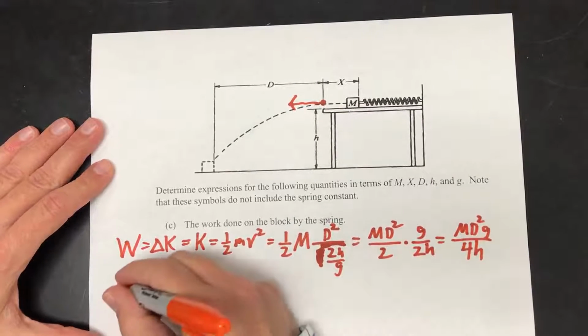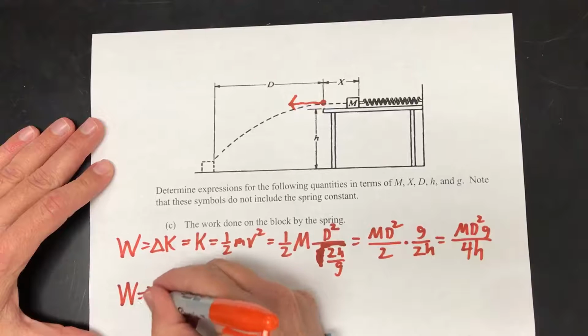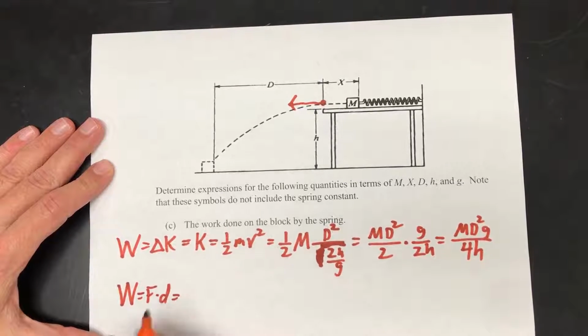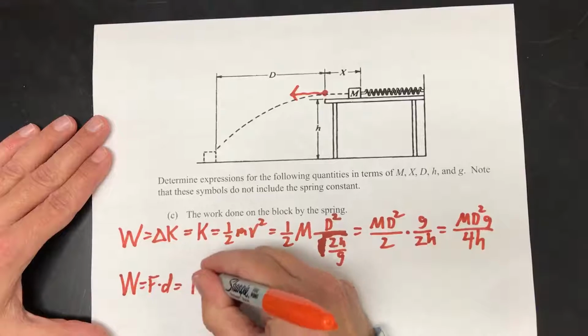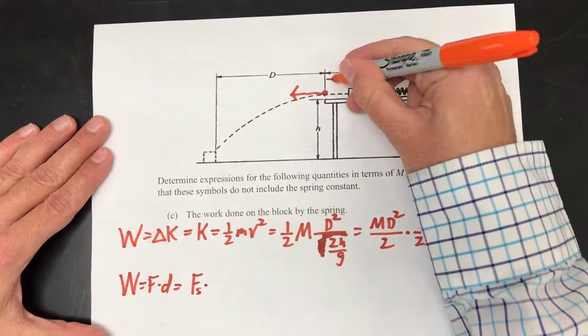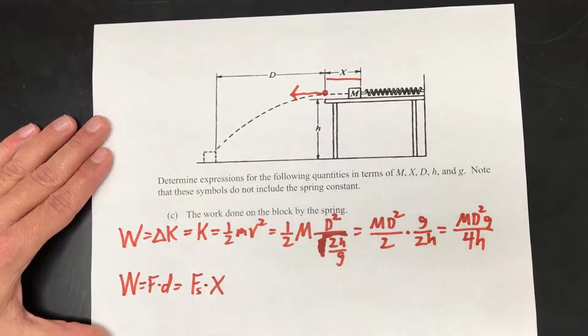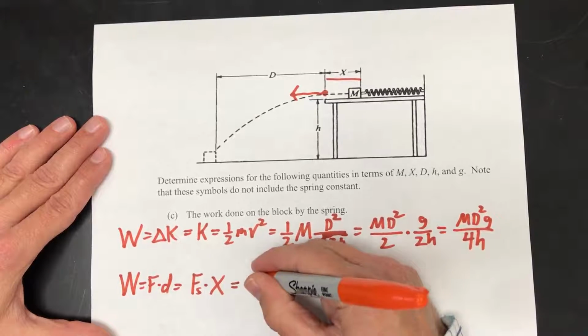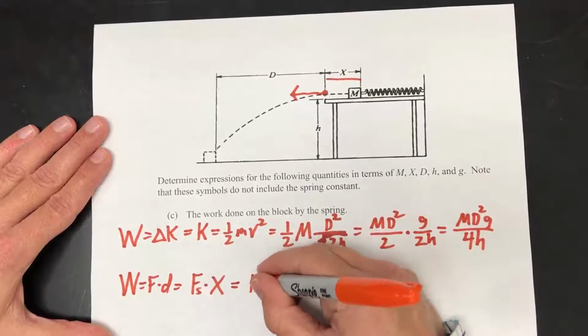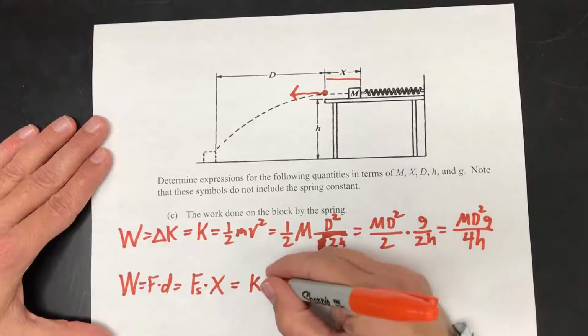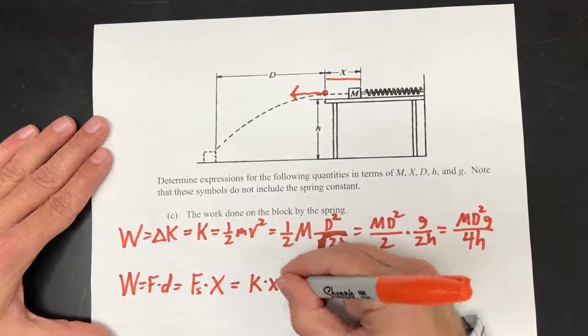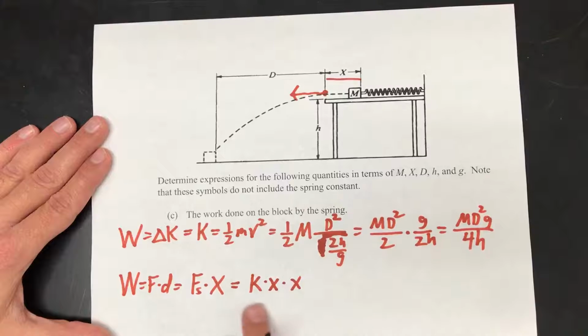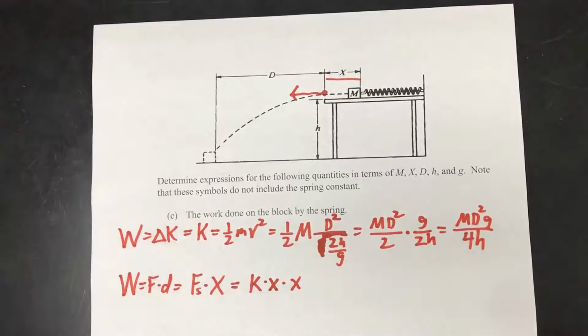Here's what a lot of people want to do. They want to say work is equal to force times distance, and they realize that this is the force of the spring. So they're like, oh, that's the force of the spring, and the distance right here is x, which is true. But here's the problem. The force of the spring is not constant. So a lot of people go to plug in Hooke's law here and say that the force of the spring is the spring constant k times the distance that you compressed it, x, and then times another x. There are two issues with this. One is we don't know k. So that really should end it right there.